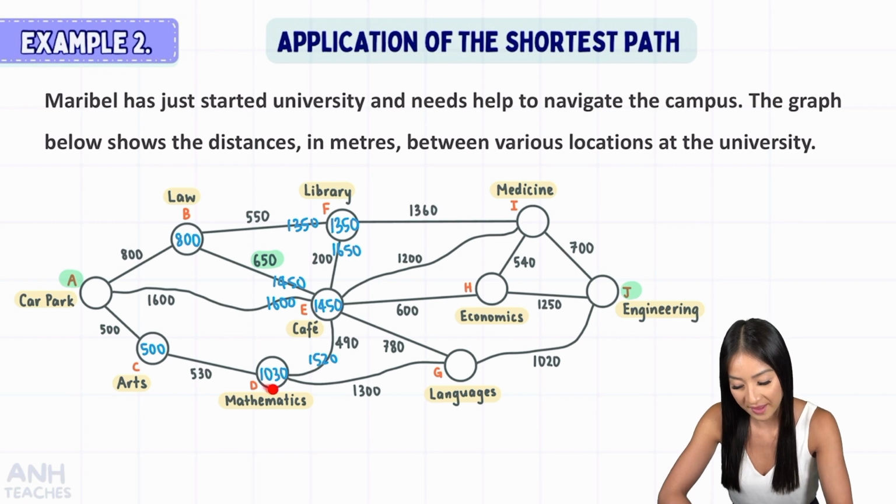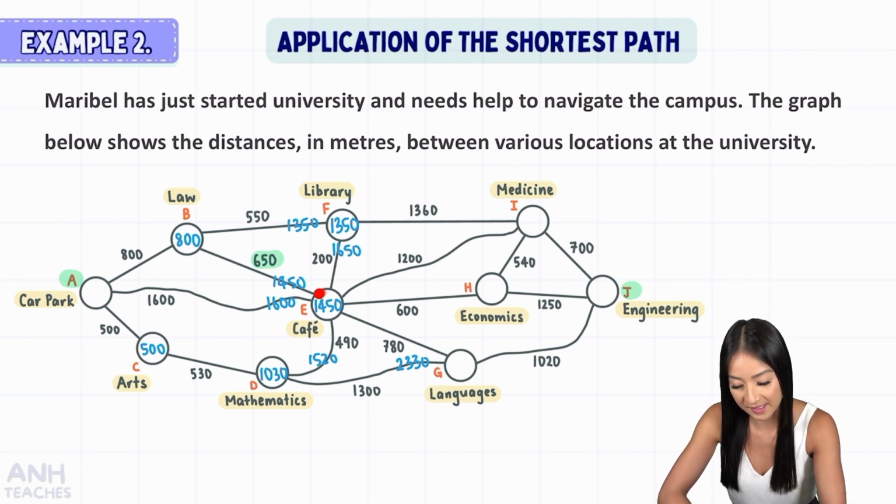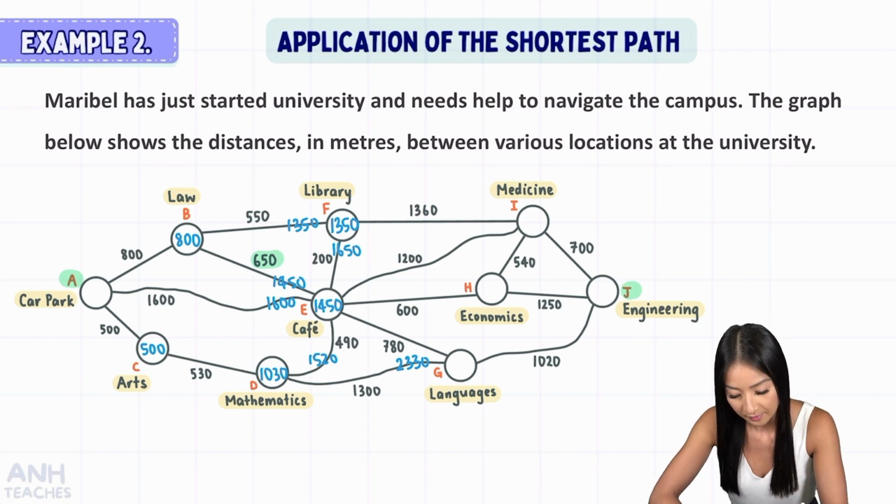Next, I'm going to look at vertex G. So I've got 1030 plus 1300. That's 2330. Next, I have 1450 plus 780. That's 2230. So my minimum there is 2230.